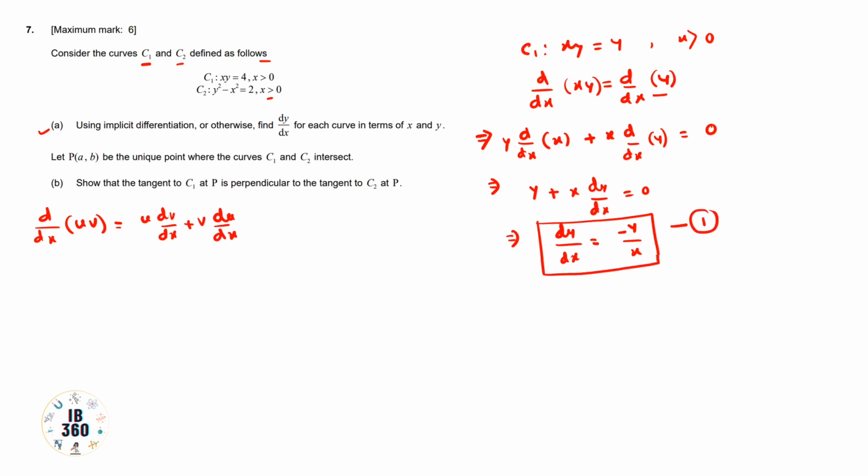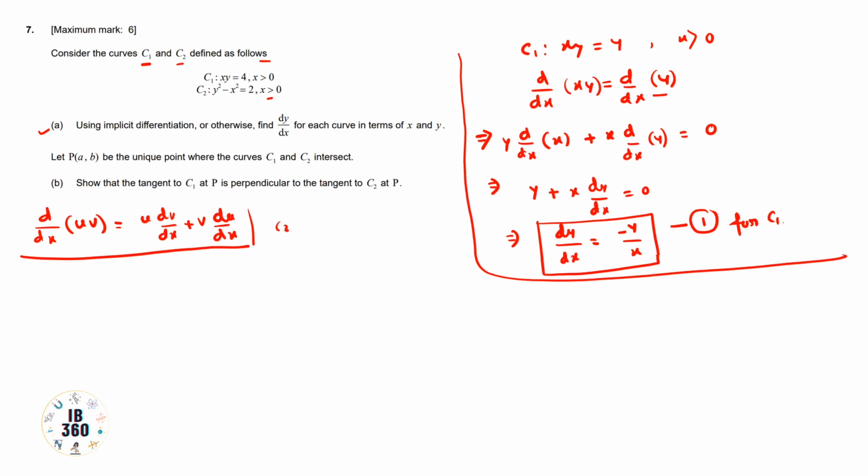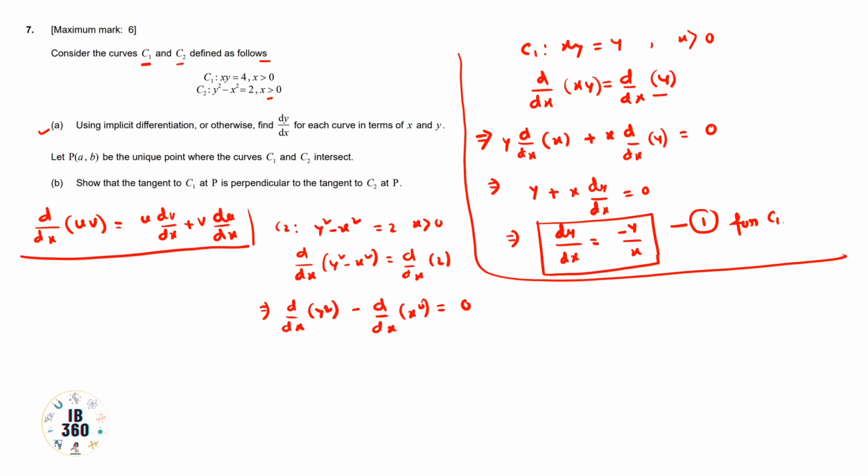So this is for C1, dy/dx equals minus y by x. Now for C2 we will do the problem. C2 is y squared minus x squared equals 2, where x is greater than 0. So we are getting d/dx of y squared minus x squared equals d/dx of 2. Now just divide the parts: d/dx of y squared minus d/dx of x squared equals 0, because the constant term becomes 0.